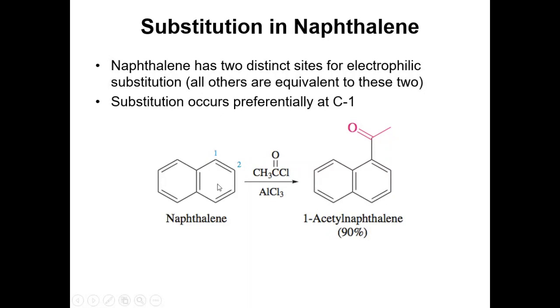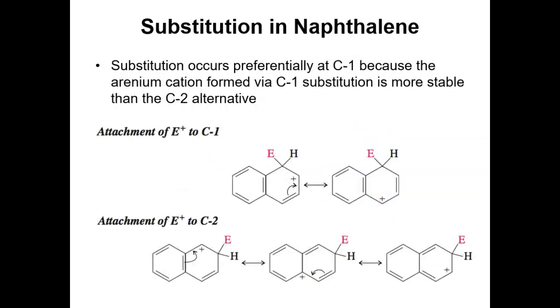The substitution is faster at carbon 1 because the corresponding sigma complex is a bit more stable. That's why the attachment at carbon 1 is a bit faster than at carbon 2. So why is this one more stable than this?